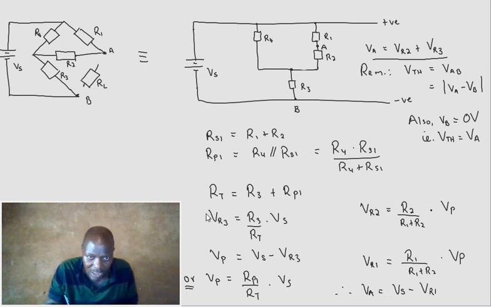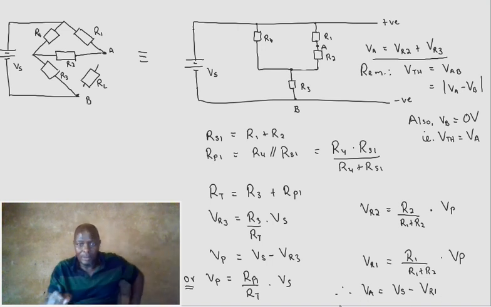You could have done this. After doing this, you've got your VP. You come and do your VR2. Now you take your VR2 and you add it to your VR3 that you've worked out here, and you've got your VA. Or you could have done this. Once you've got that, you go ahead and work out VR1. Once you've got VR1, you subtract your VR1 from your supply, and you got your VA.